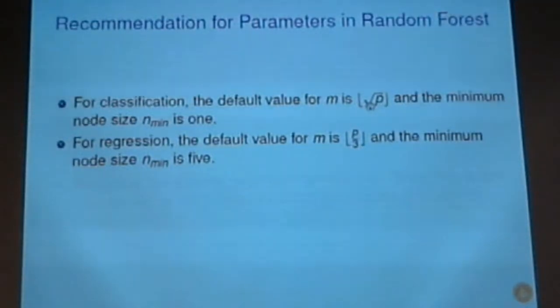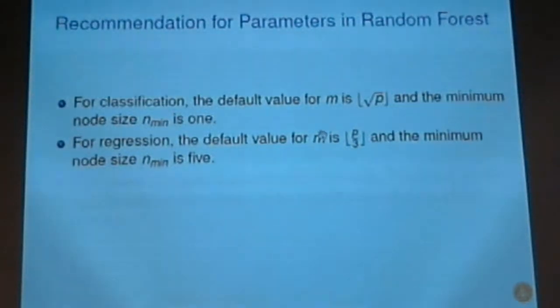And for regression, if you try to use the random forest idea to train on regression, the default value for m is roughly a third of the number of variables. So with 500 variables, you would build a tree with a little bit over 167 variables, like that. And the minimum node size is 5. These are general recommendations. And then for classification, the minimum node size is 1, for sure, right? You want a terminal node with 0 observations? That doesn't make sense.